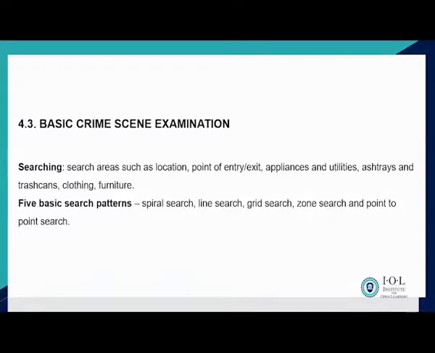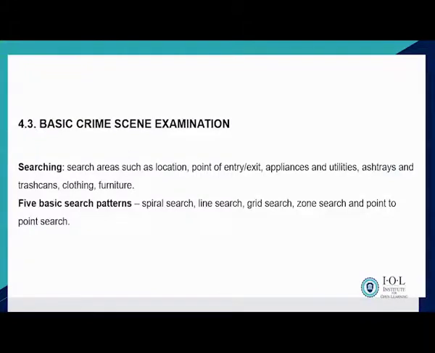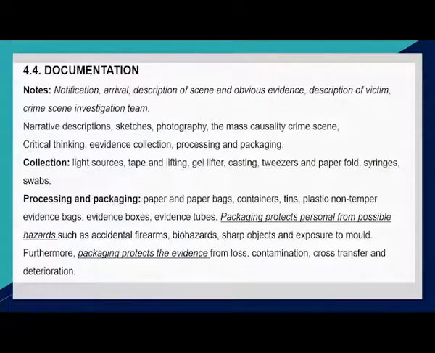Basic crime scene examination: searching. Search areas such as location, point of entry, exit, appliances and utilities, ashtrays, scans, clothing, and furniture. There are 5 basic search patterns: spiral search, line search, grid search, zone search, and point-to-point search.